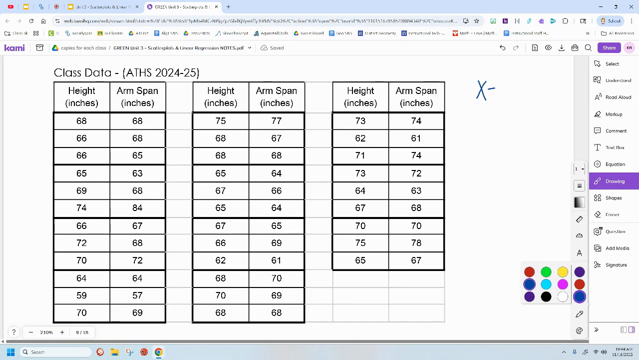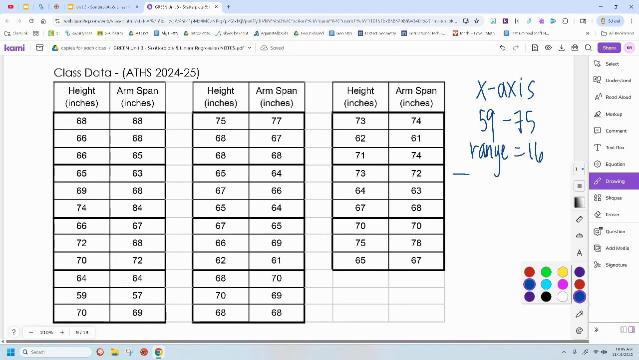What is our shortest person? How many inches? 59. Okay. And what about tallest? 75. Okay, so we need an axis, and this is where the calculation of range is actually extremely helpful. If we subtract those two numbers, that's a range of 16, right? So we need to be able to have like 16 boxes. So the range is 16.